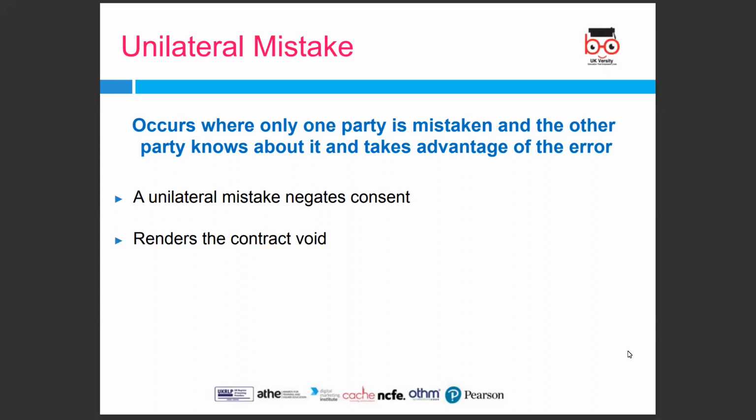Unilateral mistakes as to the terms of the contract. There are three requirements that will render a contract void for unilateral mistake in relation to the terms of a contract. Firstly, one party is mistaken as to the term of the contract and would not have entered the contract but for this mistake. Secondly, the mistake is known or reasonably ought to be known to the other party. And thirdly, the mistaken party is not at fault.